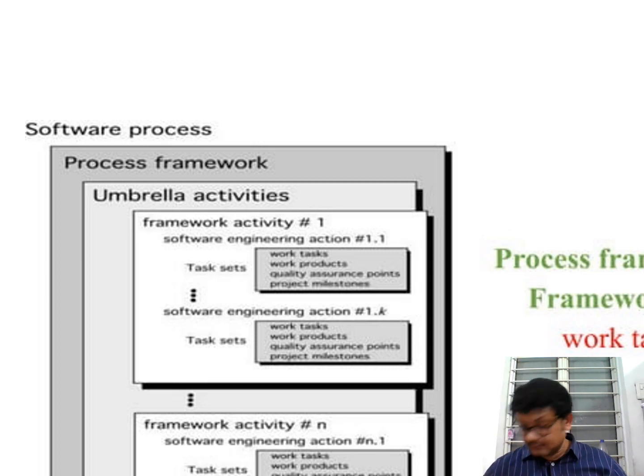Here we are going to see the software process. In the process framework, umbrella activities are there. In framework activity number 1, software engineering action number 1, what are the task sets we have? A set of tasks, work products, quality assurance points, and project milestones for software engineering action number 1. That means here we are dividing the work into a set of tasks. Next, framework activity number n, software engineering action n1.